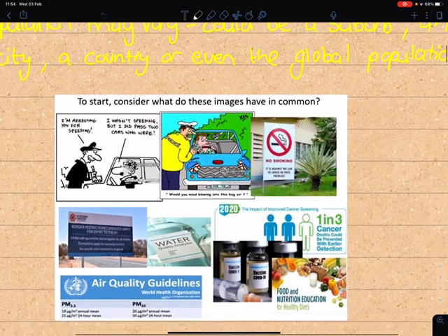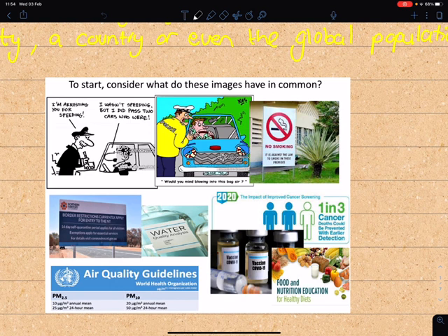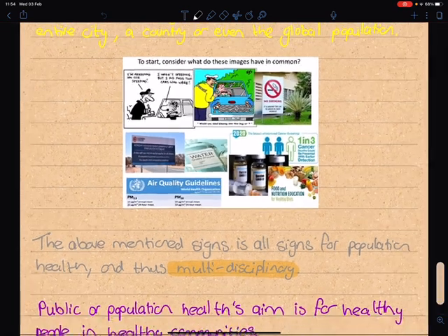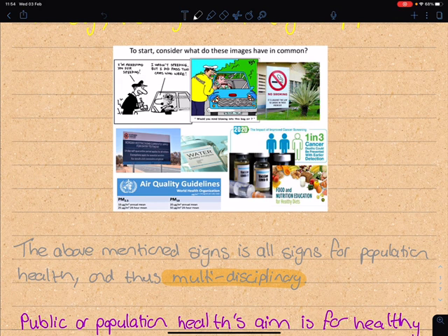So if we look at this picture, on the left you can see a speed cop pulling over someone for speeding, drunk driving, no smoking sign, air quality, water quality, vaccines, cancer and food and nutrition signs. And all of these signs are in order to improve population or public health. The above mentioned signs are all signs for population health. So the maintenance or improvement of population health is multidisciplinary. What that means is governments, communities, individuals, different sectors all are involved in trying to improve the health of the public.